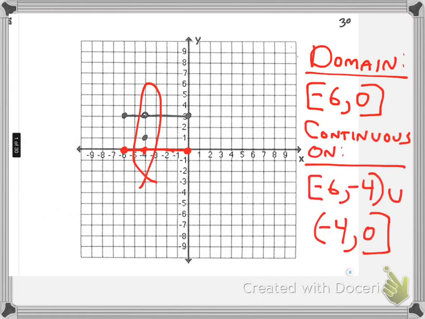So, to recap, when finding where a function is continuous, first take note of the domain. Start writing the domain. Every time you hit a point of discontinuity, you're going to have to end the interval and then start a new one over. Once you get to the right end point of the domain, then you're done.